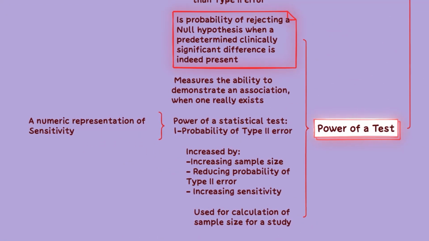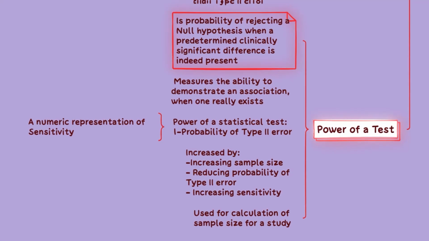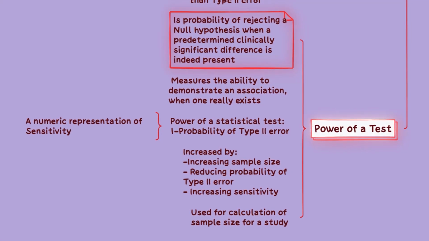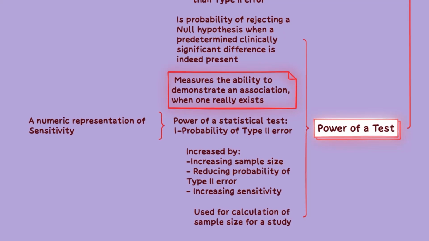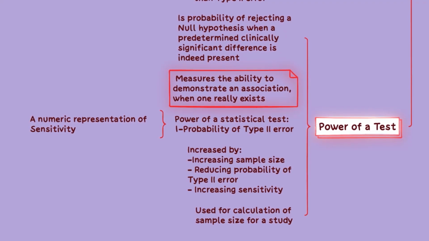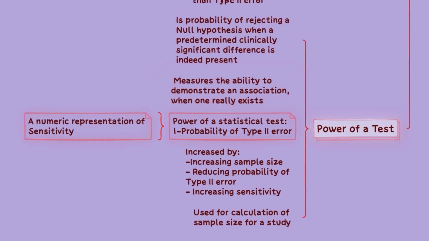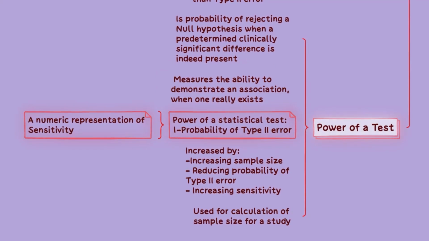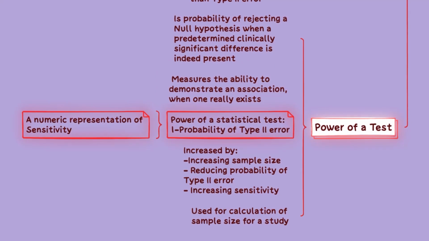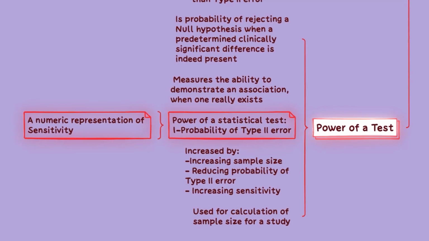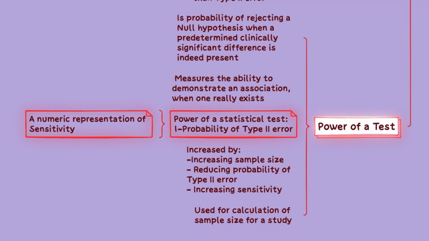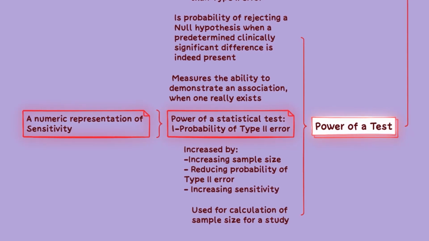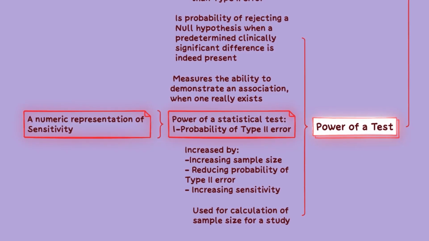It is the probability of correctly rejecting the null hypothesis when a clinically significant difference exists. It measures the ability of a statistical test to detect an association or effect when one truly exists. The power of a statistical test is equal to 1 minus the probability of type 2 error, or 1 minus beta. A higher power indicates a greater likelihood of detecting a true difference or relationship.